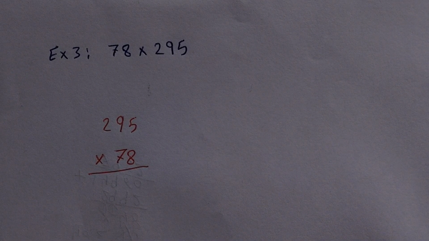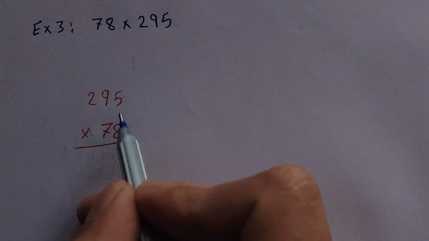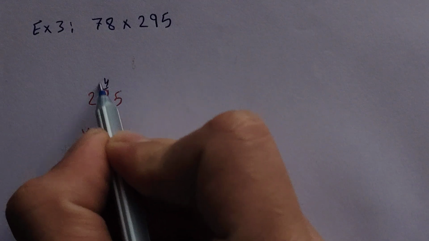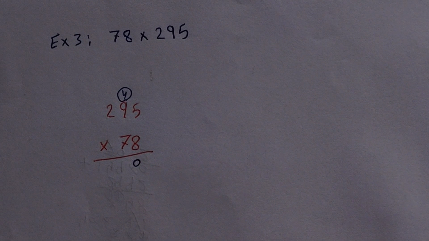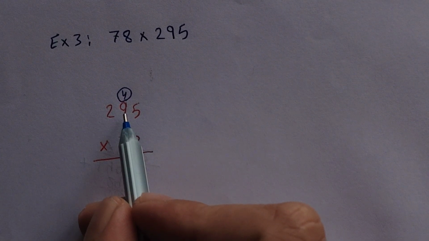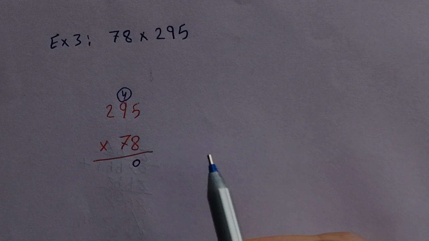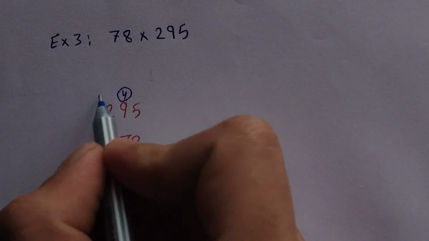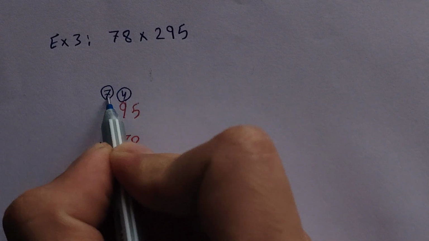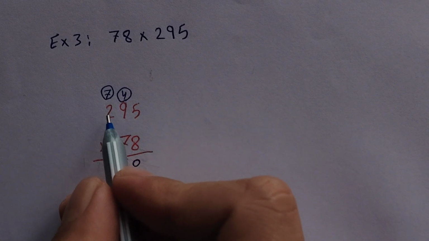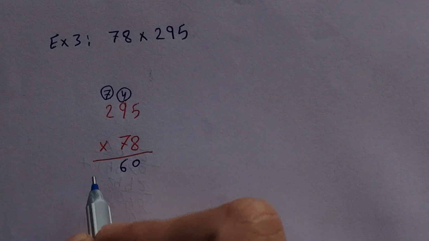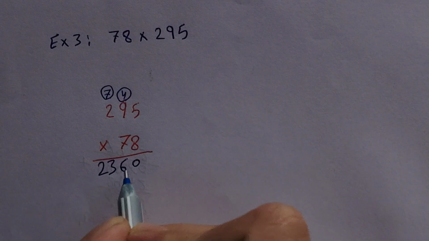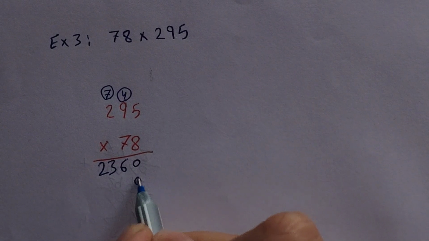Okay, then 8 times 5 will be 40. 0, raise 4. 8 times 9 will be 72, plus 4, 76. So I'll write 6 and raise 7. 8 times 2, 16, plus 7 will be 23. I'll write 23. Then add a 0.